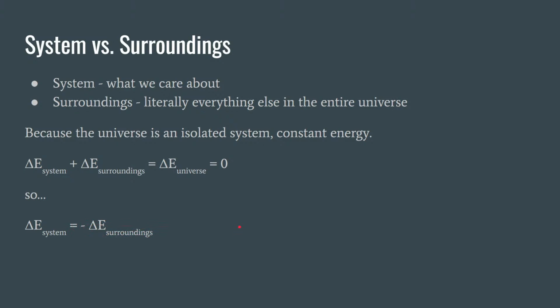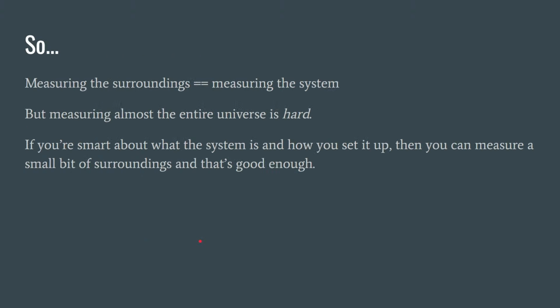This is one of the reasons why we care about isolated systems, because this is a pretty big deal. Okay, this is one of the expressions of the first law of thermodynamics, namely that the change in energy of a system will be equal to negative the change of the energy of the surroundings. So if you measure one, you've measured the other. Measuring the surroundings means measuring the system. Okay, so if you can measure the entire universe, you can also measure the system.